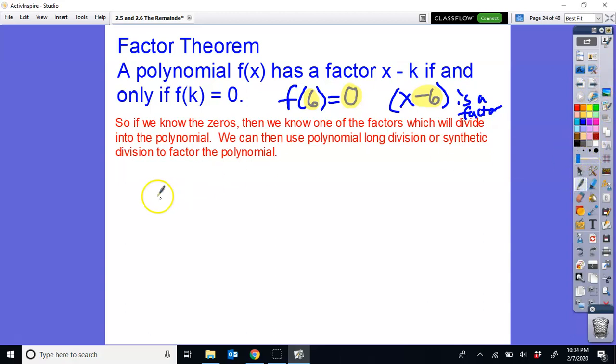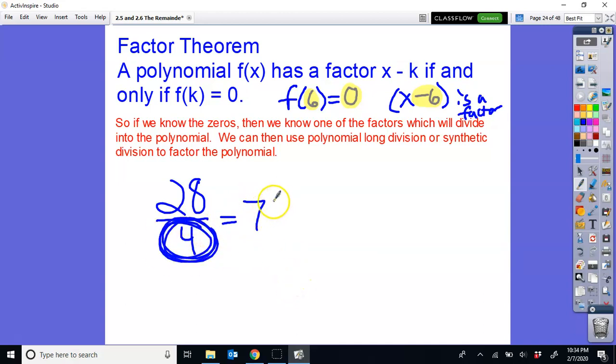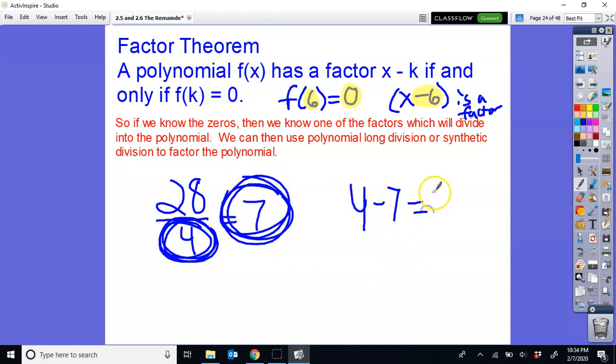Let's just go to something real simple. What's a factor of 28? 4, you may say. If you divide 28 by 4, you get 7. You divided it by a factor, and you got the other factor. 4 times 7 is 28. So we're going to do the same thing, but with polynomials.